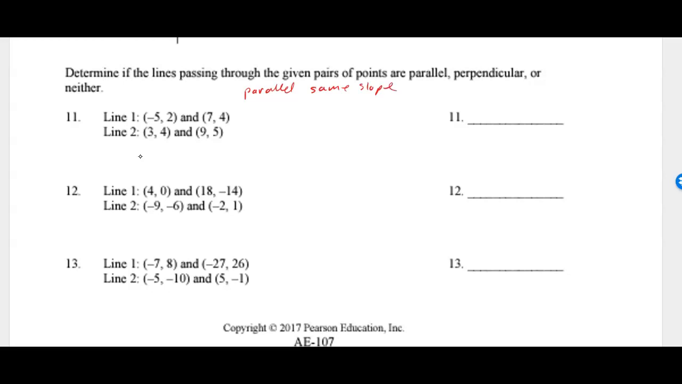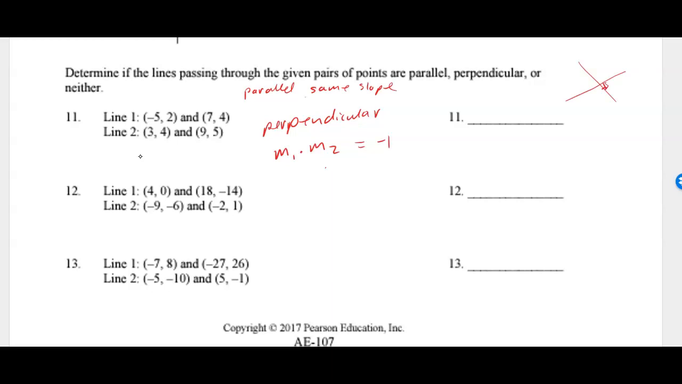If two lines are perpendicular, you multiply the slopes, the slope of one times the slope of the other, and you always get a negative 1. If neither of these things happen, if the slopes aren't the same and they don't multiply to a negative 1, your lines are neither parallel nor perpendicular. And remember, perpendicular means they meet at right angles. Like this would be a right angle of these two lines here. It would meet at a right angle.